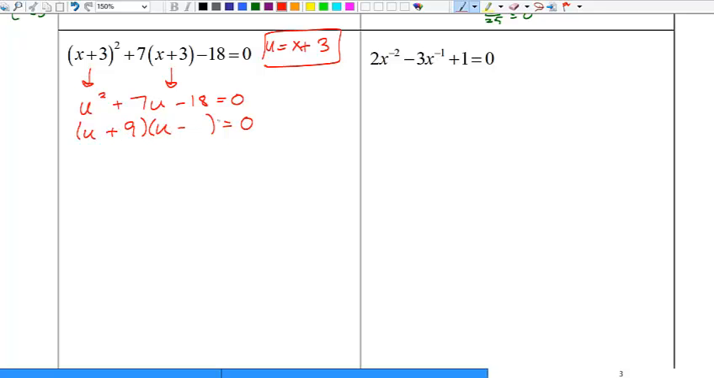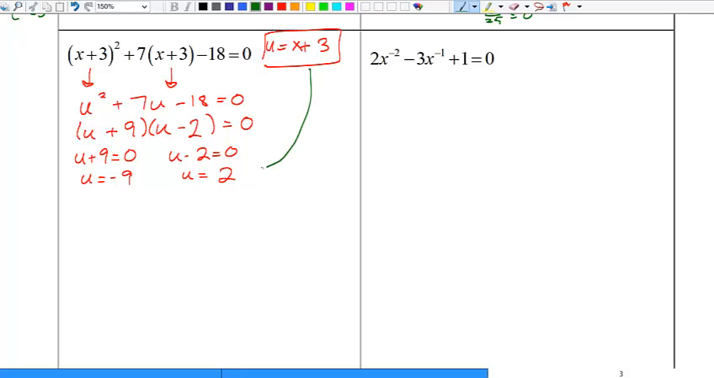This is something that is not so bad. So I have u plus 9, u minus 2, that factors. And then we set each of those factors equal to 0. I'm getting u equals negative 9 and u equals positive 2. Don't think for a second that you're done though, because we had a problem that started with x's, so we need to answer in x's.